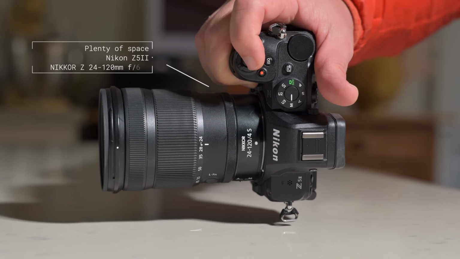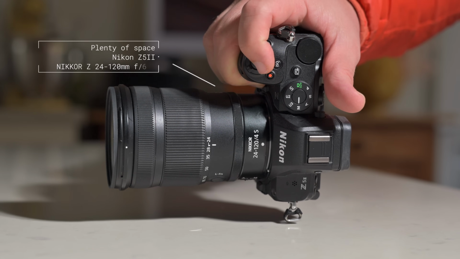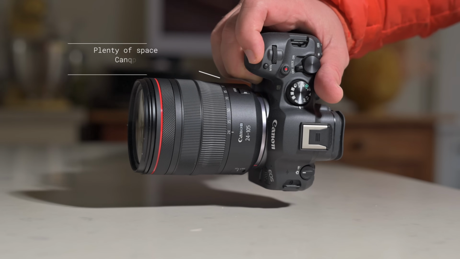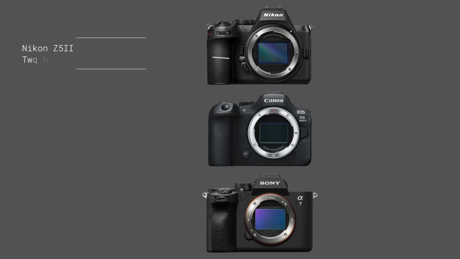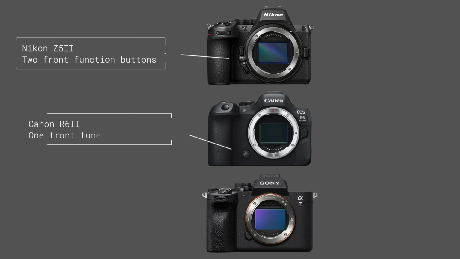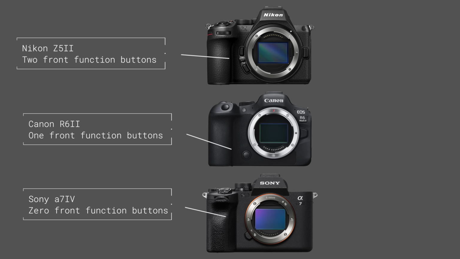But there's more to ergonomics than simply the feel. There is also the function. Nikon is the only camera that has two function buttons on the front of the camera beside the lens, and these buttons sit exactly where your fingers are sitting when you're holding the grip. The R6II has one function button in that position, and the A7IV has none.